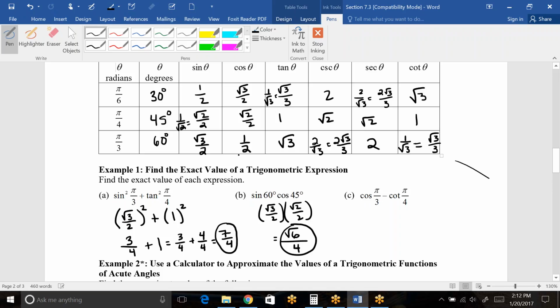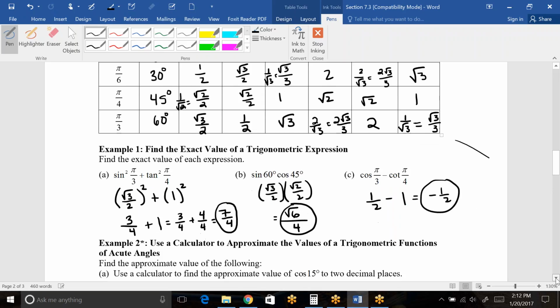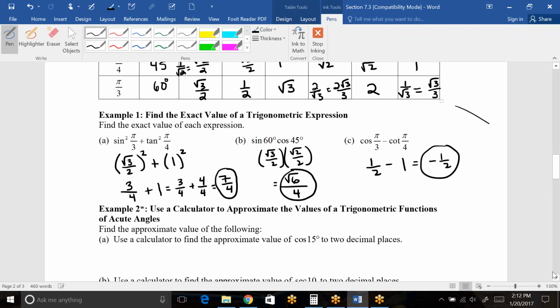Cosine of pi over 3 is 1/2. Cotangent of pi over 4 is 1. 1/2 minus 1 is negative 1/2. So see, now that we have some ideas about these special angles, we can do some evaluations.